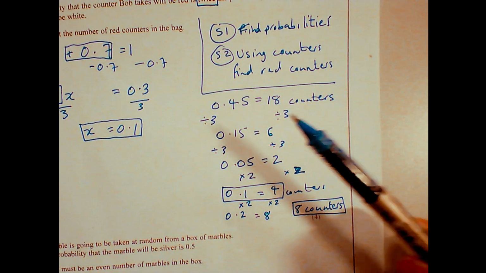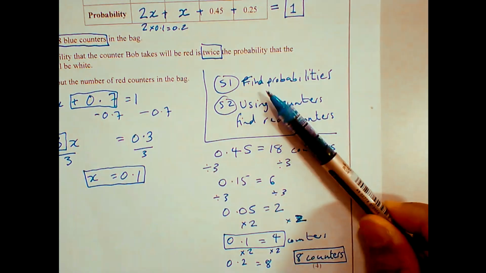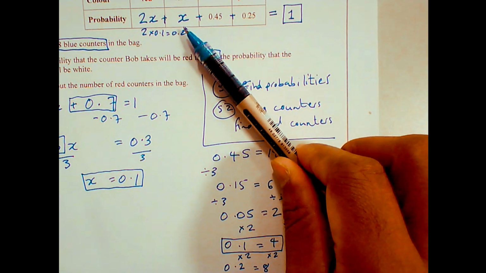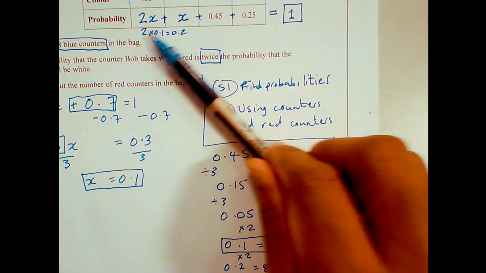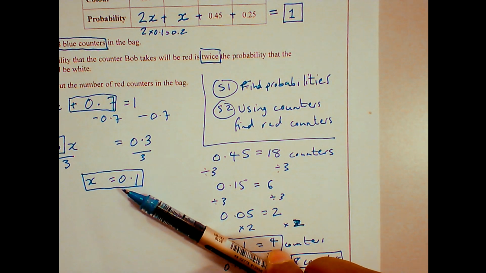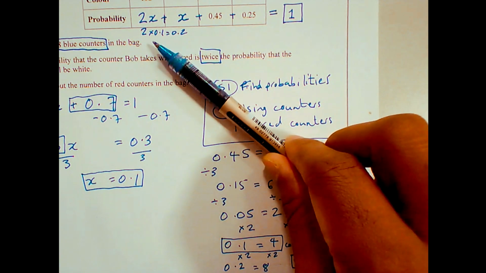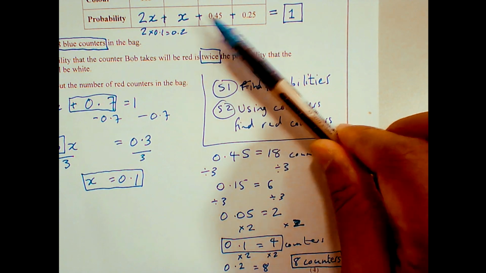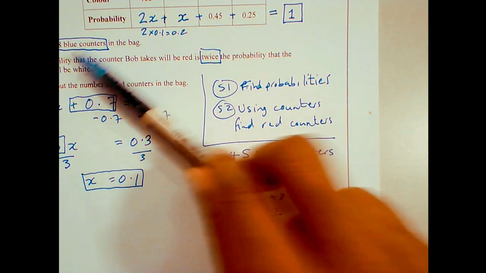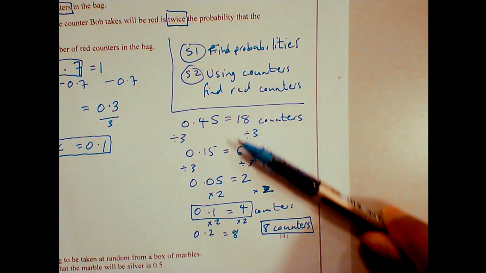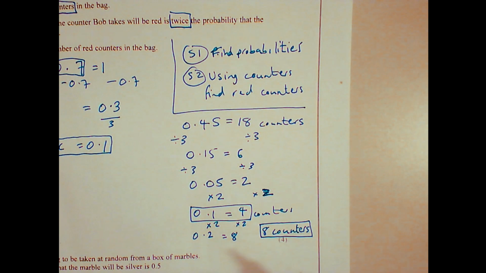So let me double check what's going on. I've got information, and I've found my probabilities. All probabilities add up to 1. I started with an unknown, and then it was 2x. Using that, I got an equation. From the equation, I was able to find x, which was 0.1. So for red, it was 0.1 times 2 gives me 0.2. And then I've used the probability and 18 blue counters, 0.45 and 18 blue counters, and I was able to get to 0.2 here. So that's how I do my check.